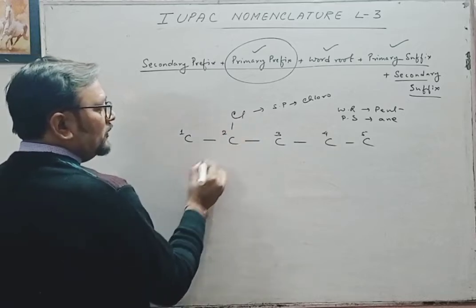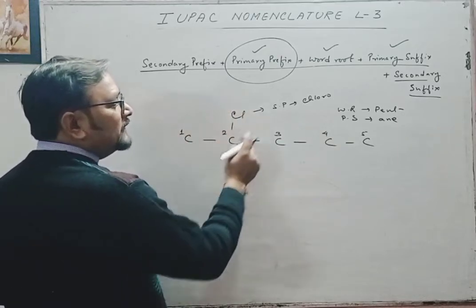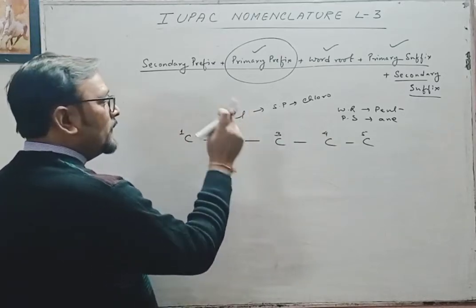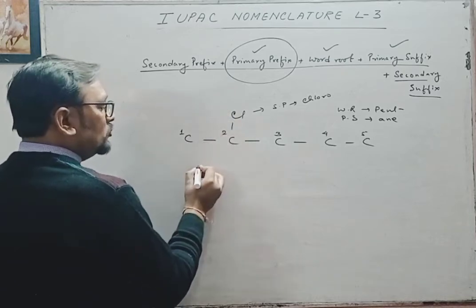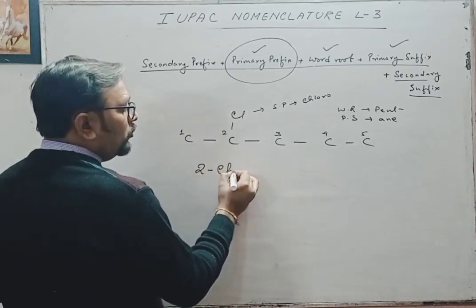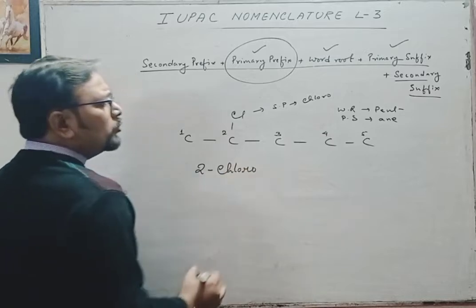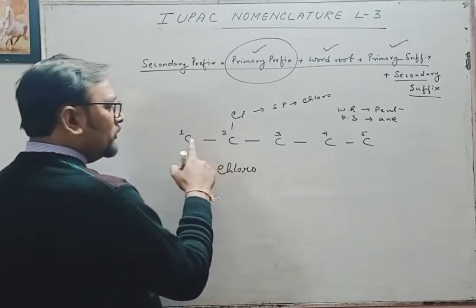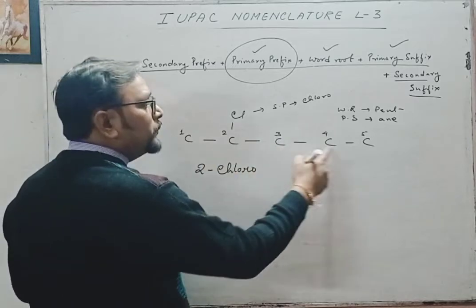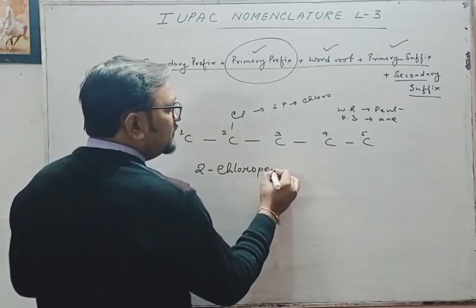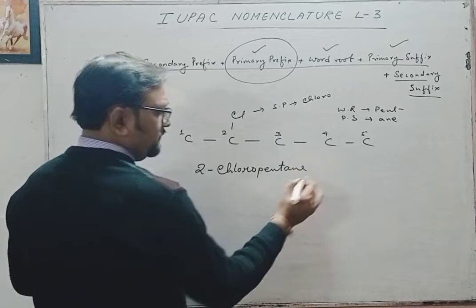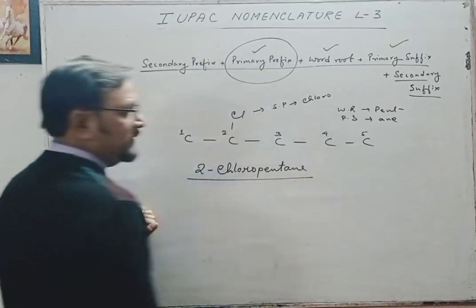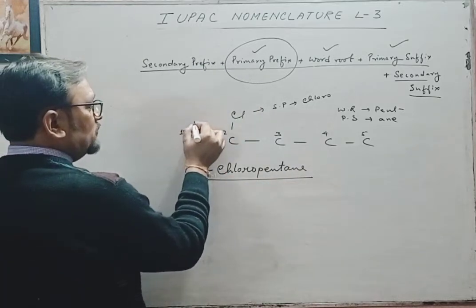So I will write, as per the rule, you have to write the name of the substituent first. So I will write 2-chloro. See, I mentioned the locant, 2-chloro, meth, eth, prop, but, pent. Pentane. 2-chloropentane. And finally give the hydrogen.